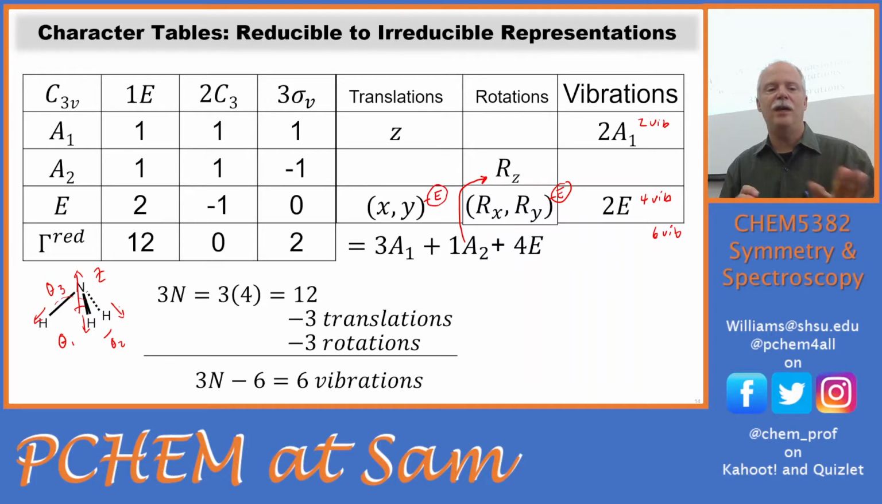We'll get into how we get those angles and bond stretches and so on next time when we use the projection operator. So today was focused on the rows of the character table and the motions of the molecule, and how to build a reducible representation and decompose that into the irreducible representations that individually represent all the motions in the molecule. All right.